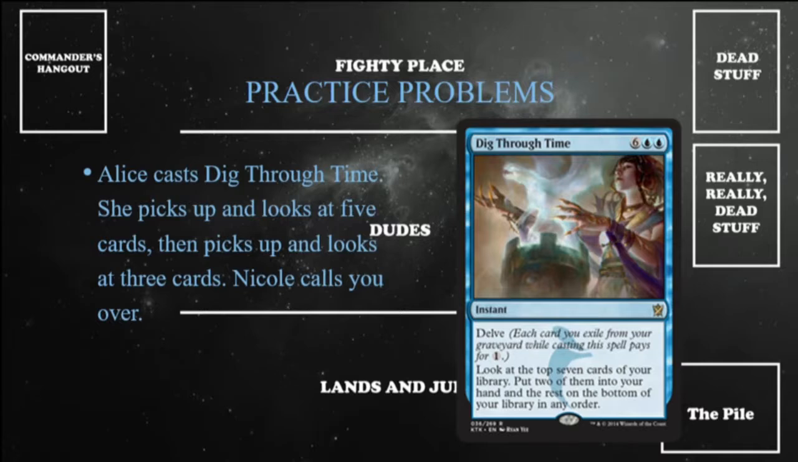Yes. So the question was, are the 5 and 3 two different sets? The answer is yes. She picks up 5 cards off the library, looks at those 5, sets them face down, then reaches over and picks up 3 and looks at them. And while she still has those 3 in hand, Nicole calls you over. Yeah. Caught him in time.